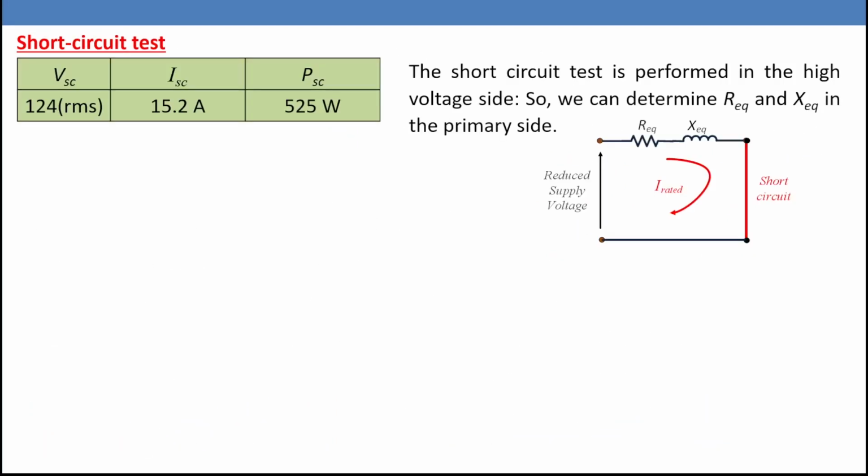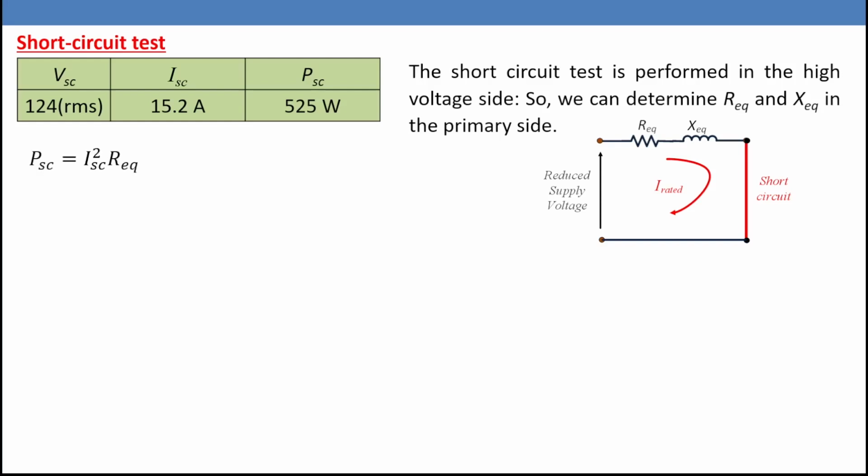Regarding the short circuit test, we know V short circuit, I short circuit, and P short circuit. The short circuit test is performed on the high voltage side, so we can determine R equivalent and X equivalent on the primary side. R equivalent equals R1 plus R2 dash, and X equivalent equals X1 plus X2 dash. We don't want to split them in this problem, so we will have R equivalent and X equivalent. This is the equivalent circuit during the short circuit case.